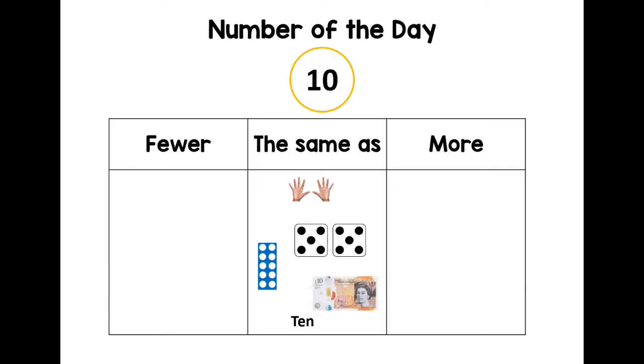So, can you think of a number that is fewer than 10? That is less than 10. And it will go here. So if you have 10 sweets and I have fewer, that might be... I went with number 5.